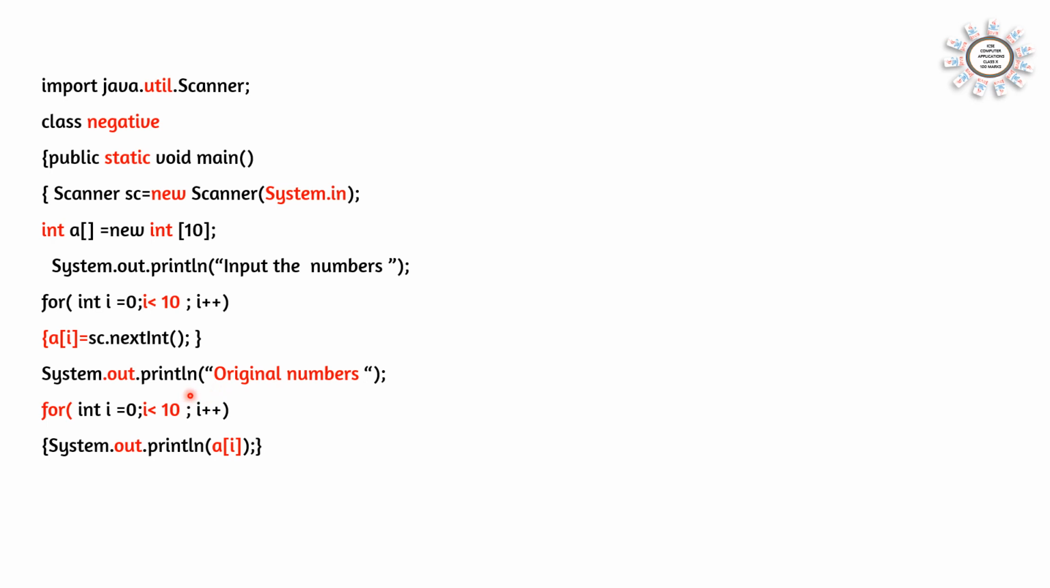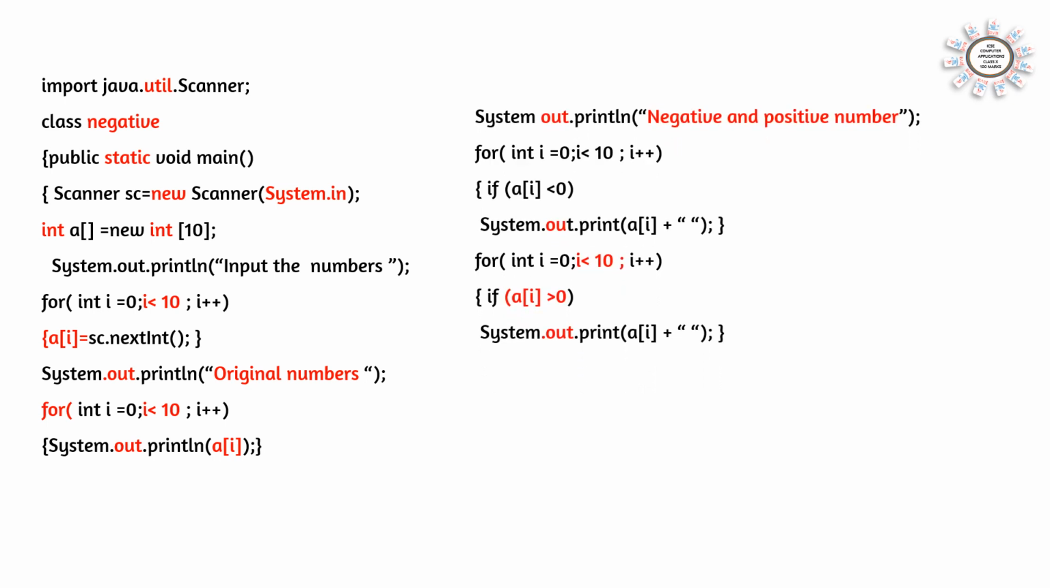And before separating or before writing in the following format, we can print the original array, how it is arranged. So System.out.println original numbers, int I is equal to 0, I less than 10, I plus plus, and System.out.println A of I. The original array will be printed. And now we have to print the negative numbers first and positive numbers last. So write the heading negative numbers and then positive numbers, and then start the element here array.